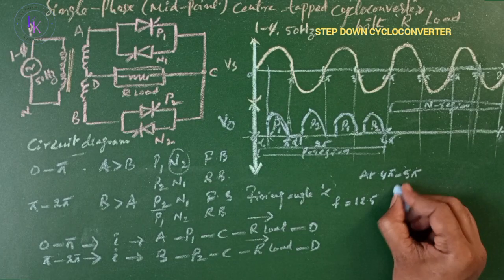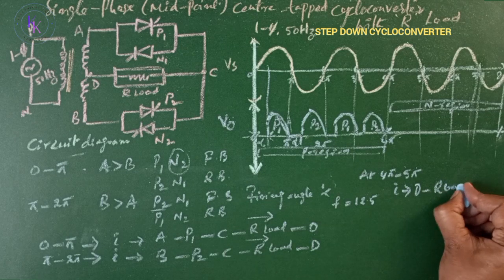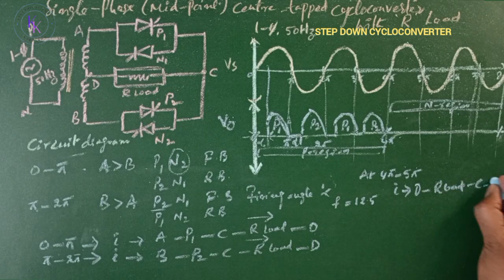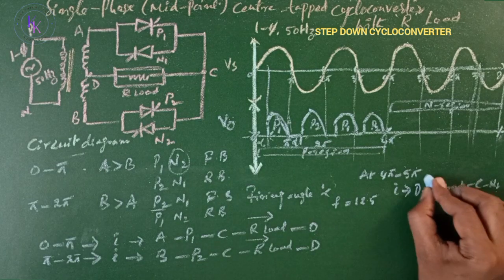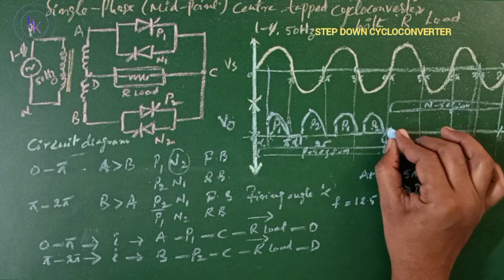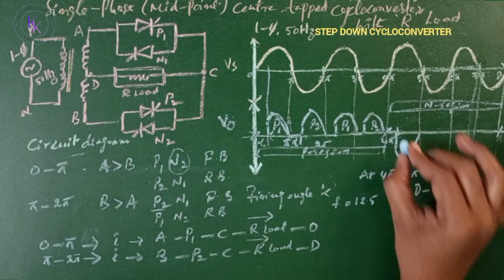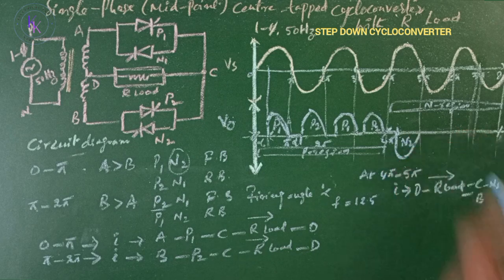So in between this, current flows D to R load to C to N2 to B. Here the direction of the current is from D to C, which is opposite to the previous one. So at alpha, if I turn on N2, the voltage appears in the negative half cycle. This is due to N2.